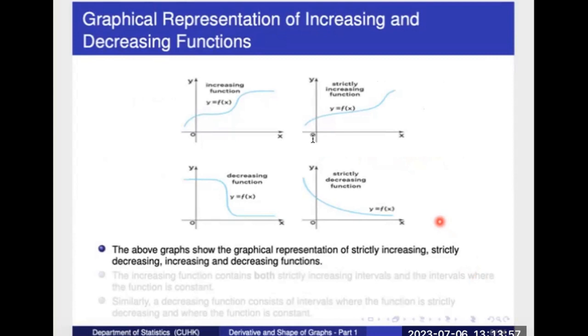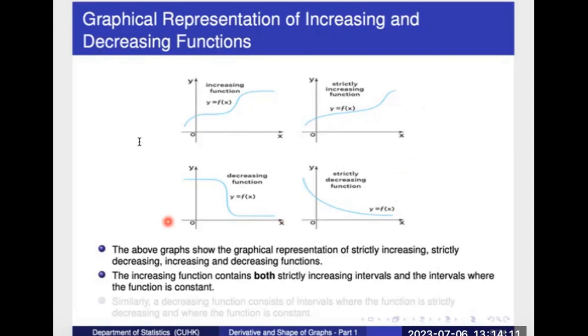Now, let's witness how these definitions come alive when translated into graphical representations. Feast your eyes upon the captivating graphs displayed on the screen. In front of you are graphs that vividly portray the different types of functions we just defined: increasing, decreasing, strictly increasing, and strictly decreasing functions. The increasing function captures both strictly increasing intervals and intervals where the function remains constant. Likewise, the decreasing function comprises intervals where the function strictly decreases and where the function remains constant.